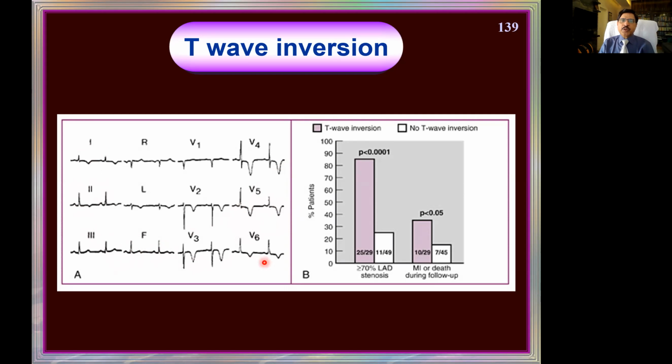So T inversion and without T inversion, if there is an LAD stenosis, the percent of patients who have T inversion present with LAD stenosis of more than 70% is around 80% of people. Only 20% of people may not have T inversion changes when there is an LAD stenosis. Whereas when you have a myocardial infarction or death, T inversions are quite common compared to those without T inversions. So these have a prognostic as well as clinical significance also.